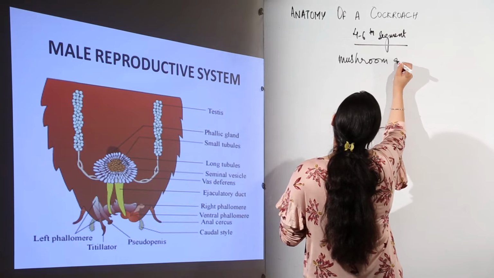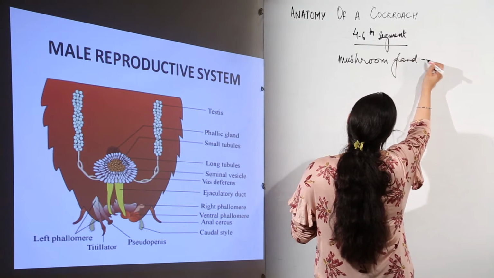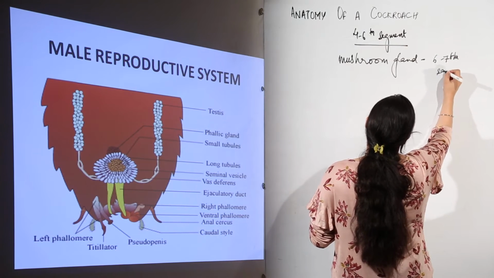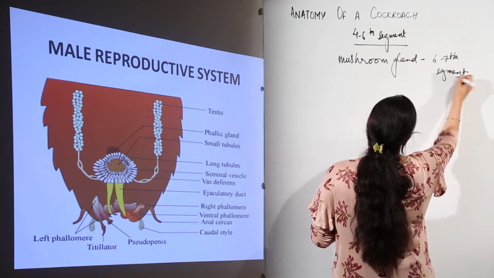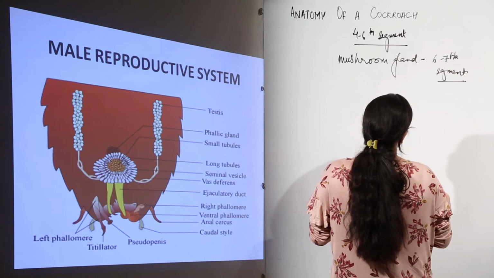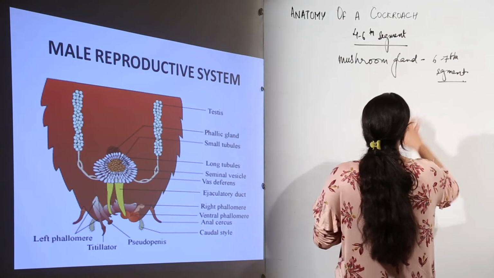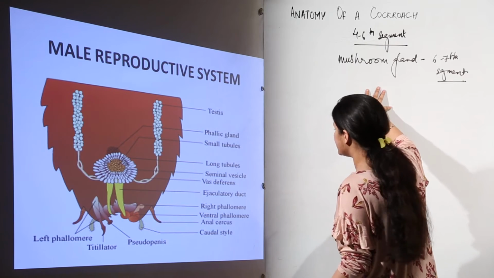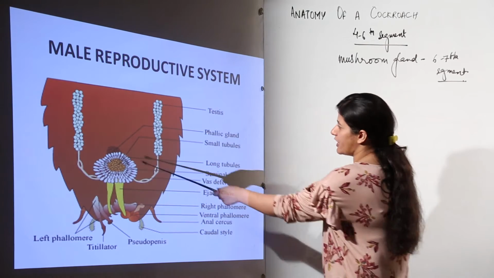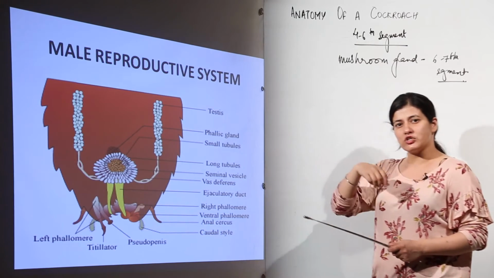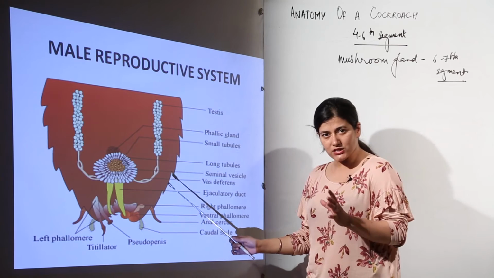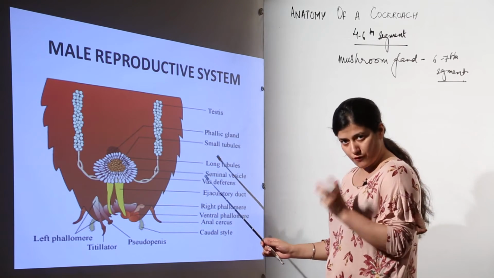Now apart from this we have mushroom glands, which are present in the 6th and 7th segment. Now what is the purpose of this mushroom gland, and apart from this a small phallic gland which is present on the mushroom gland itself. The purpose of these two glands is formation of spermatophore basically.